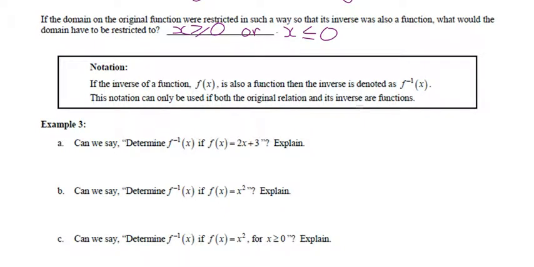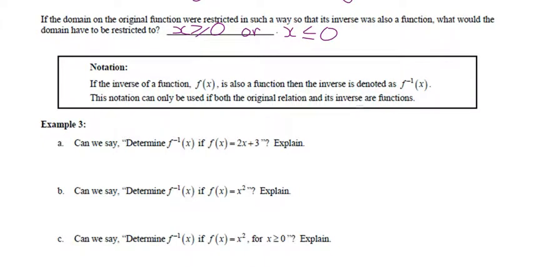This notation can only be used if both the relation and its inverse are functions, right? So that could require you to restrict the domain to say, hey, if x is greater than or equal to 0, then the inverse will also be a function.